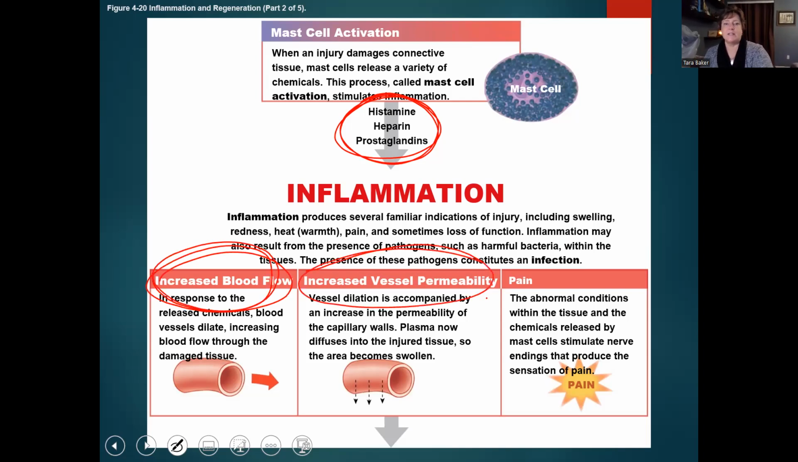Because the vessel is larger, it's more permeable, which means it's leaky. And we're going to have a lot more pain because we have a lot more fluid where we didn't have it before. So we got swelling. That's where the fluid is coming in. So we have heat and redness because the blood vessels are opening. The permeability is going to mean that we have a lot of plasma leaking out. So we're going to have swelling, and that's going to cause pain.